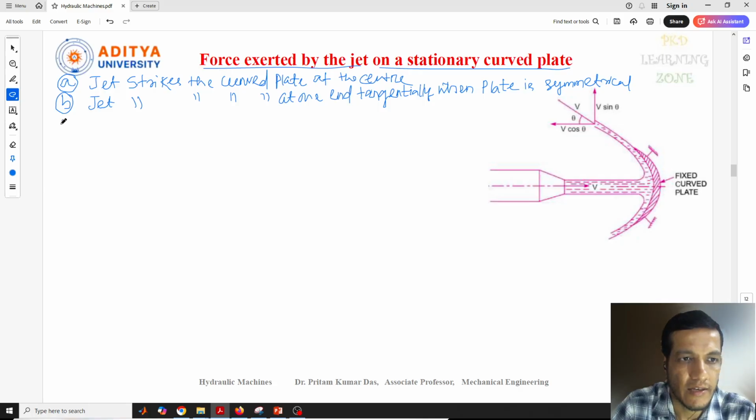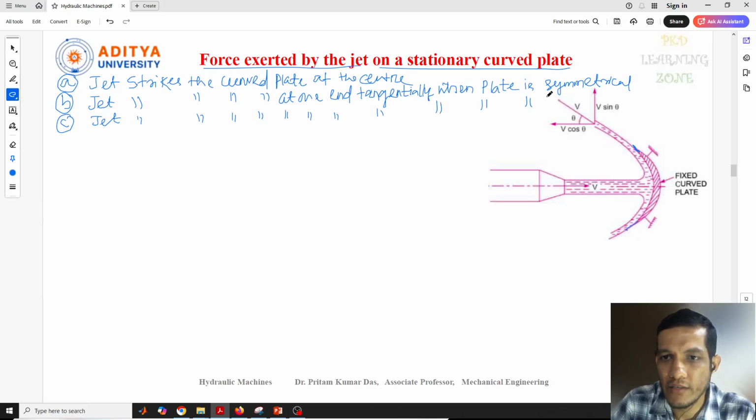And the third condition is where the same jet strikes the curve plate at any one end tangentially. This is one end and this is another one. At any one end, the jet strikes this curve plate tangentially, and here we need to consider the plate unsymmetrical. So these are the three categories.